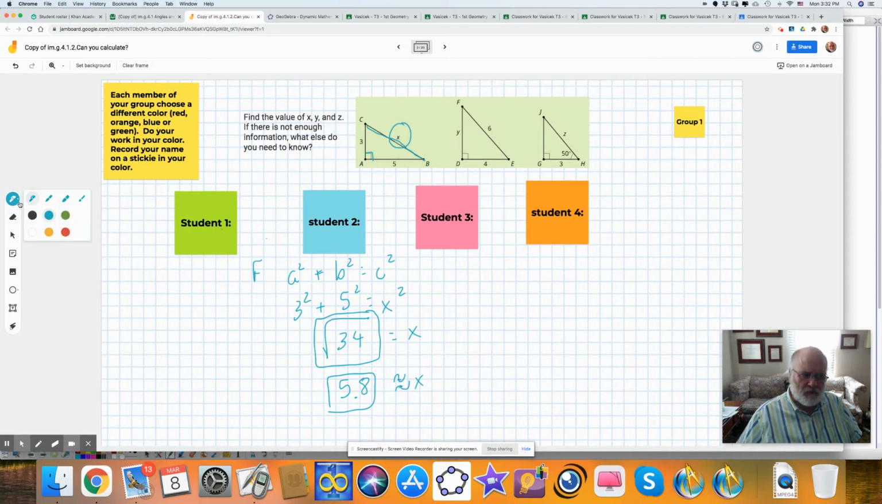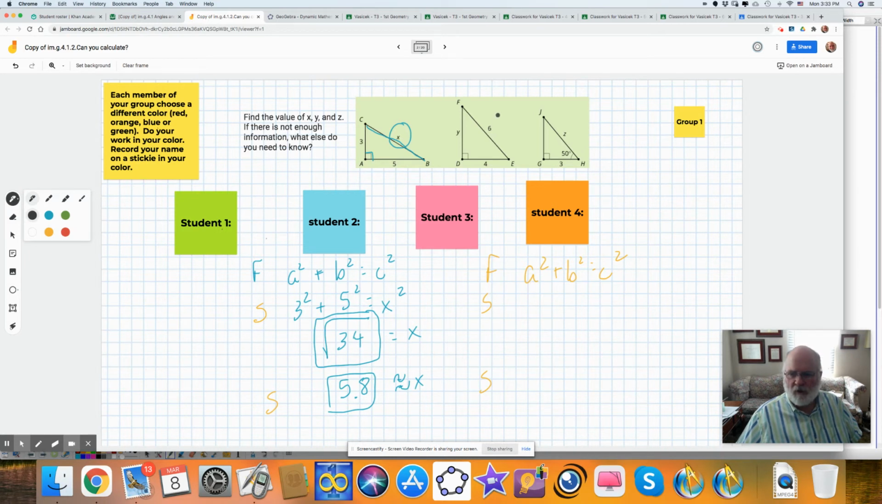If I were a different student, and all the students can be doing all of these problems, but if I tried this one, again, I write my formula, substitute the values and solve. FSS is a graphic organizer for how to organize your work. A squared plus b squared is equal to c squared. I think I'll use a different color. I'm going to use black because it's easier to see.